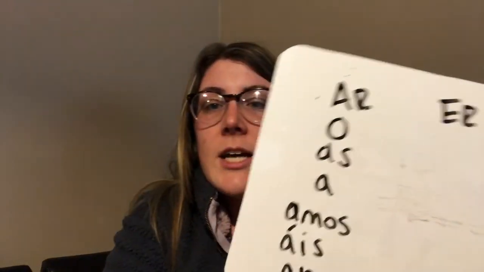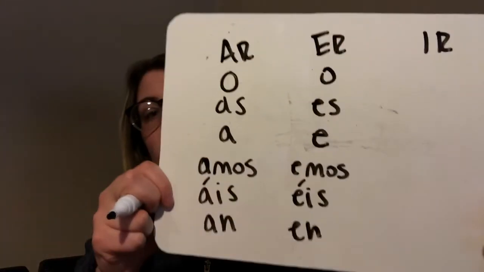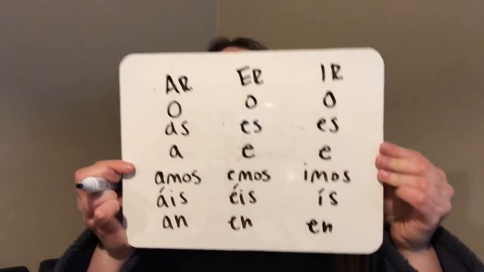So, those are AR verb endings. Now let's look at ER and IR verbs. For ER verbs, we have o, es, e, emos, éis, en. And then IR verbs are almost identical except in the nosotros and vosotros form. So we have o, es, e, imos for nosotros, ís for vosotros, and then en. So we're almost identical, just a little bit different. So those are our verb endings.